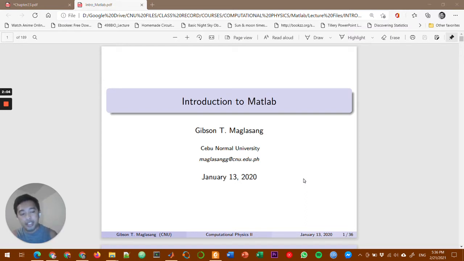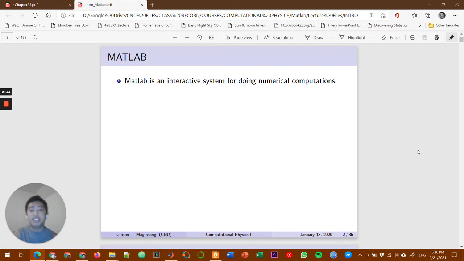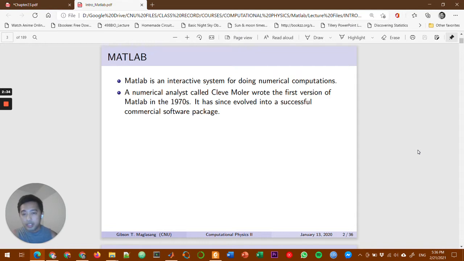And for our case, in this course, we'll be using MATLAB as our programming language. MATLAB is an interactive system for doing numerical computation because it has a graphical user interface, or GUI, with buttons that you click, and then it gives the result or plots it. It's a nice application, like software. MATLAB was developed by Cleve Moler. He wrote the first version of MATLAB in the 1970s, and ever since it has evolved into a successful commercial software package that we are using today.